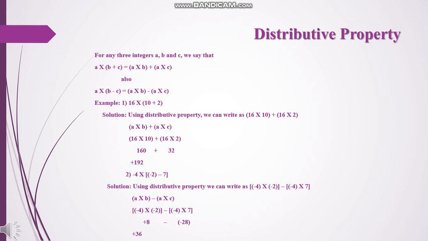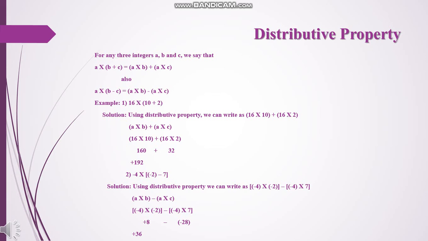Distributive property. For any three integers a, b and c, we say that a into b plus c is equal to a into b plus a into c. Also, a into b minus c is equal to a into b minus a into c. For example, 16 into 10 plus 2. Using distributive property, we can write as 16 into 10 plus 16 into 2. So, the formula is a into b plus a into c is equal to 16 into 10 plus 16 into 2 is equal to 160 plus 32. The product is plus 192.